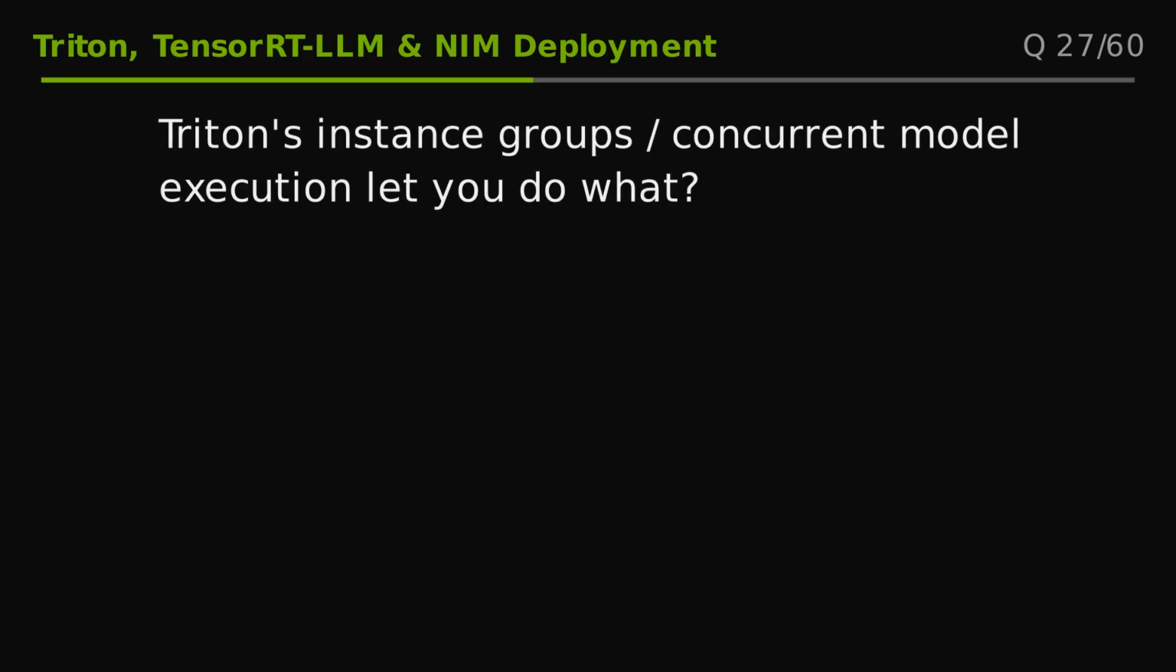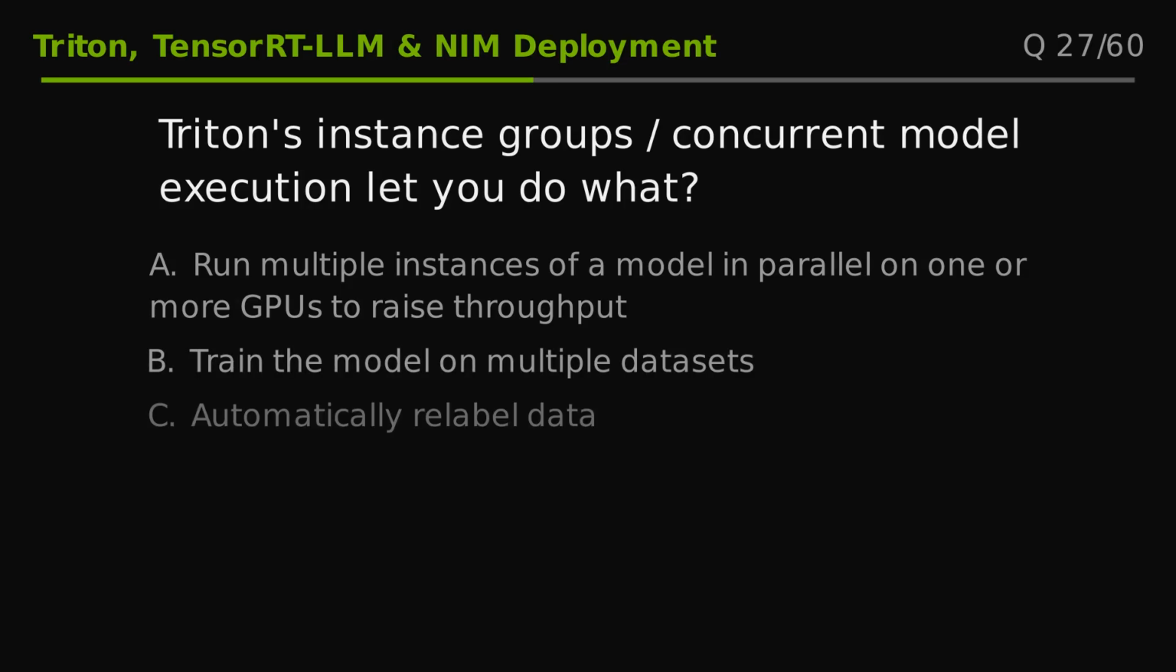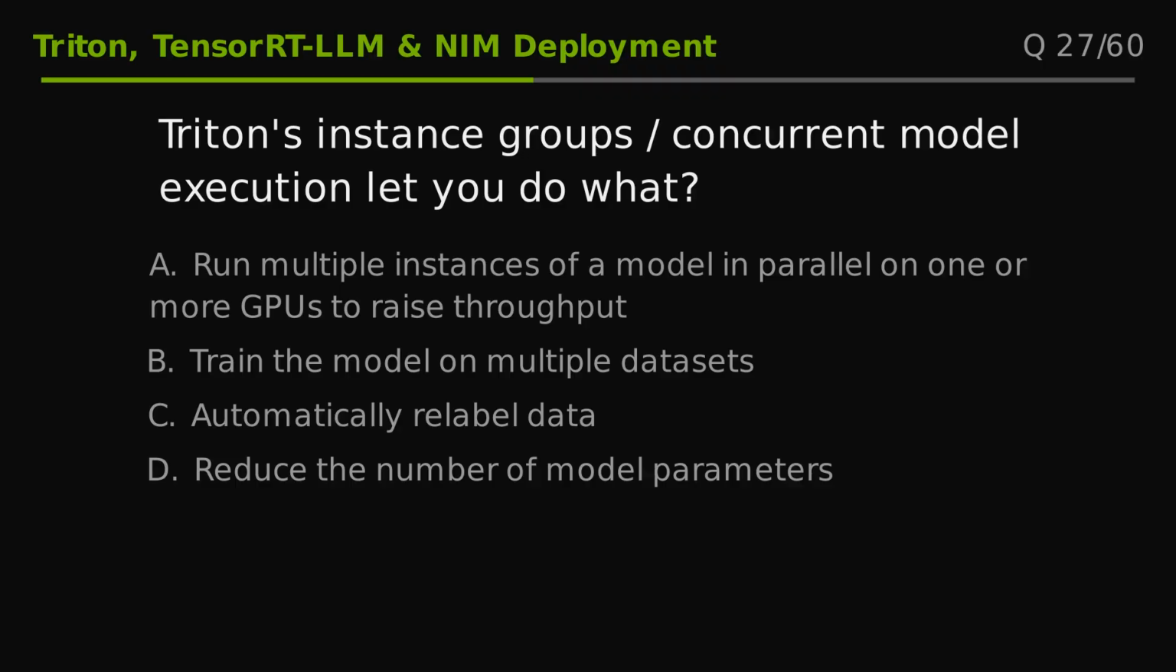Question 27. Triton's instance groups for concurrent model execution let you do what? Option A. Run multiple instances of a model in parallel on one or more GPUs to raise throughput. Option B. Train the model on multiple datasets. Option C. Automatically relabel data. Option D. Reduce the number of model parameters.